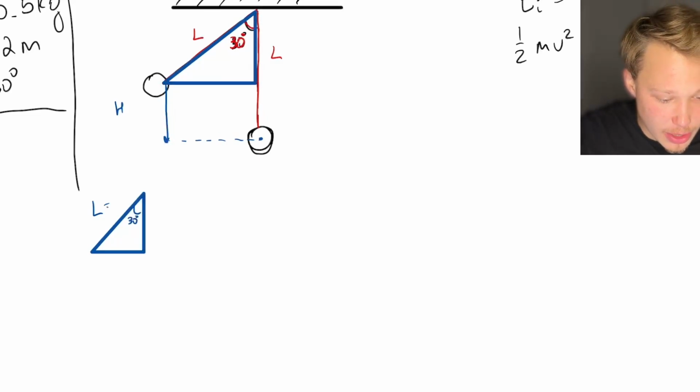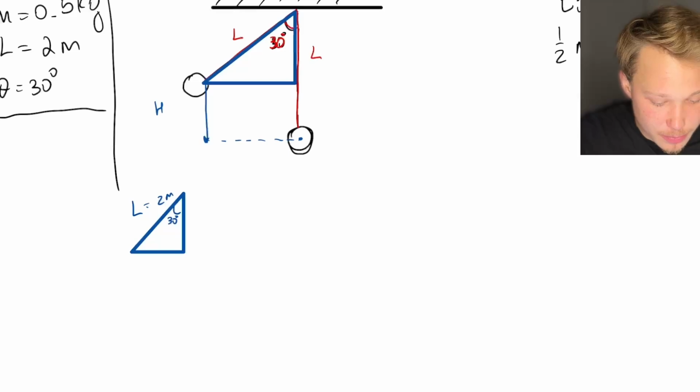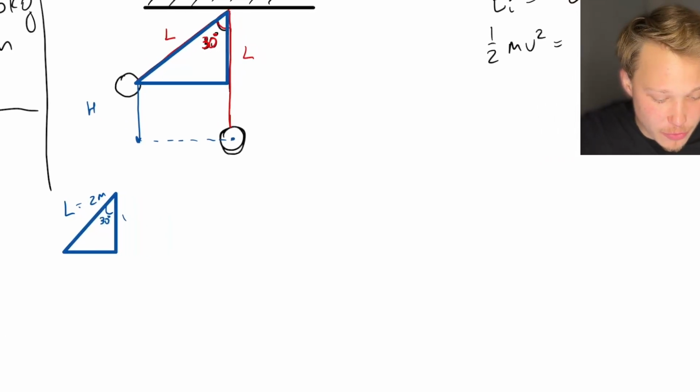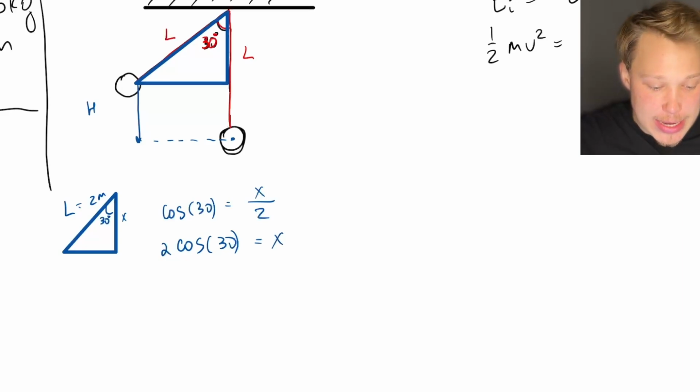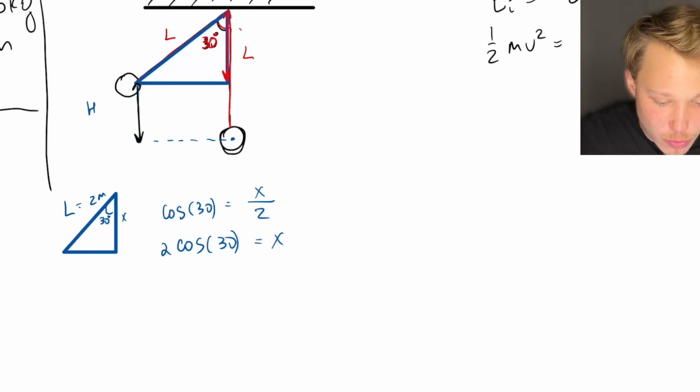So length L is 2 meters. Therefore, I can find this x. I have the adjacent side and I have the hypotenuse. So adjacent and hypotenuse, I'll use cosine. Cosine of 30 will be equal to this x over 2. Or if I multiply both sides, x equals 2 cosine 30. Now, my height, therefore, we found this x right here.